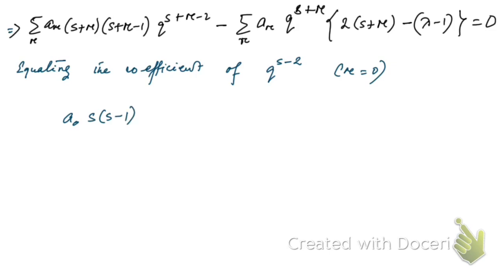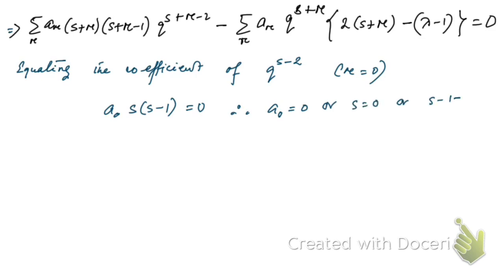Okay, so then q to the power, we have taken the coefficient only, equating the coefficient equal to 0, which implies that either a naught is equal to 0 or s is equal to 0 or s minus 1 is equal to 0, so s will be equal to 1 here. But a naught is not equal to 0, so we can have only s equal to 0 and s equal to 1.